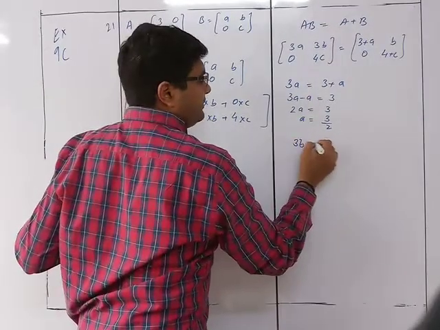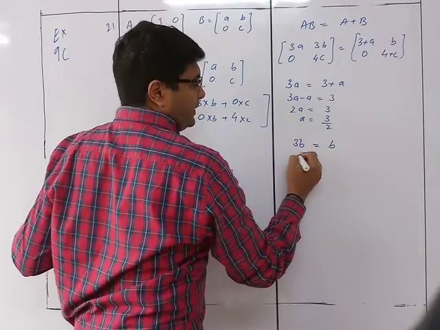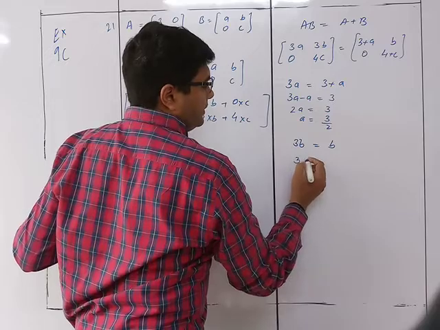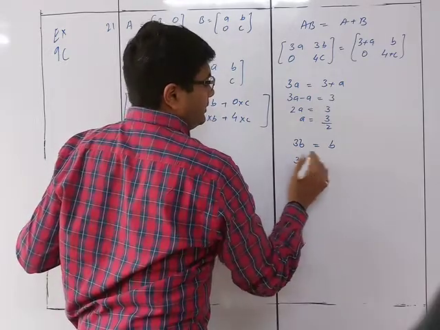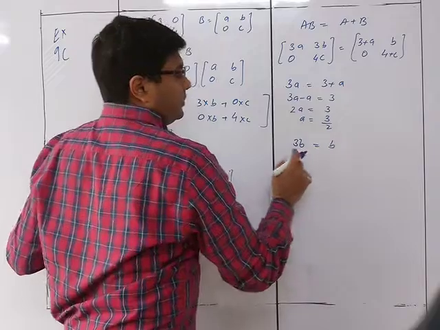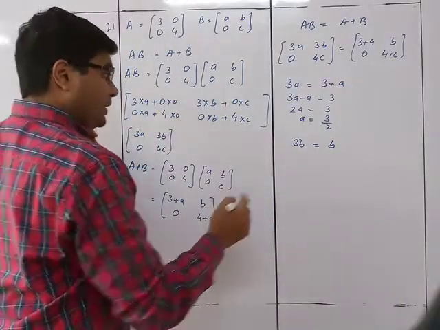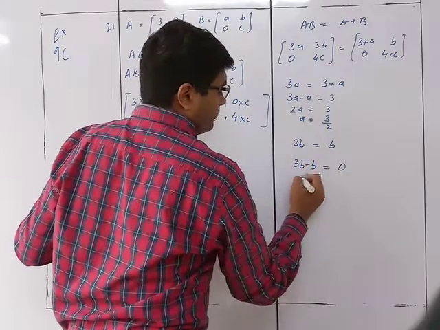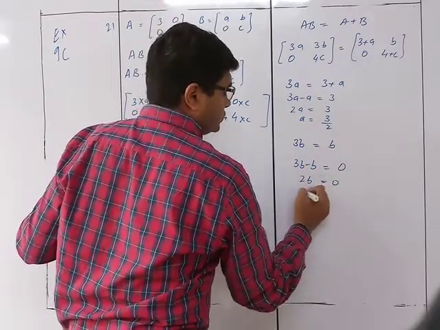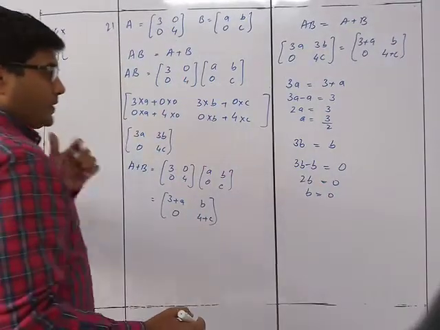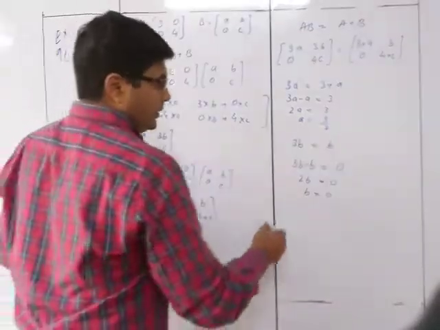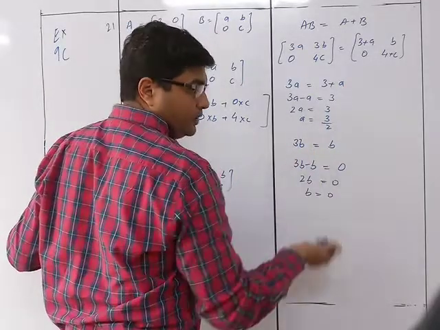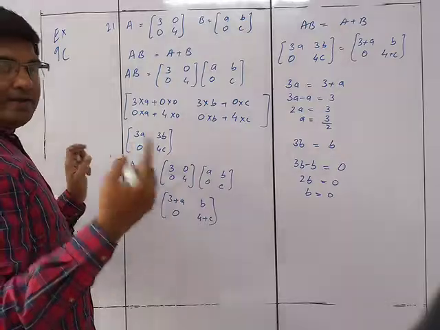The 3b is equal to b. So what will be happening over here? 3b minus b is equal to 0. So 2b is equal to 0. So b is equal to 0. We have to retain b. If I take division over here, b gets cancelled, so here we need to retain b. That's why I need to do addition and subtraction.